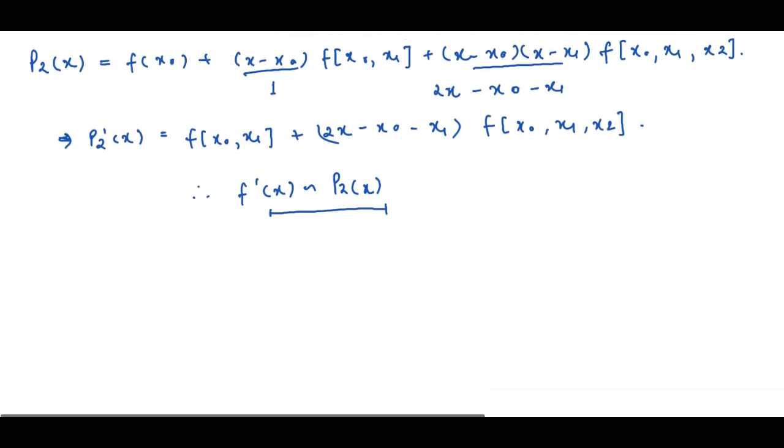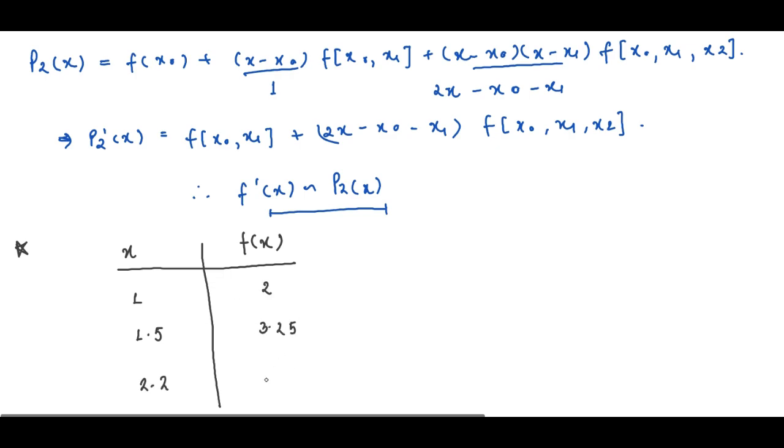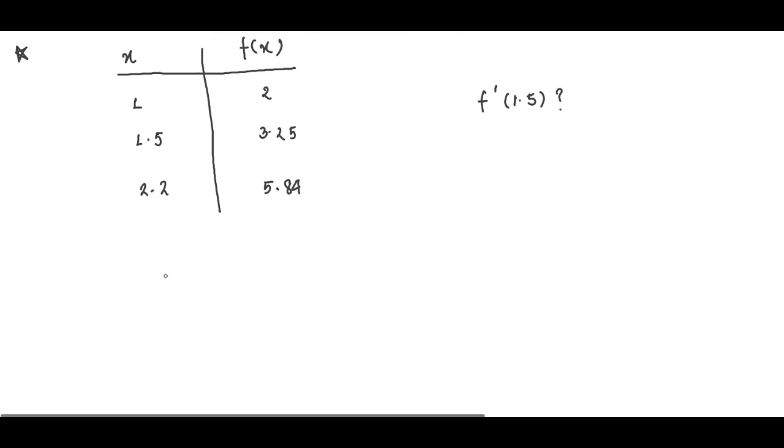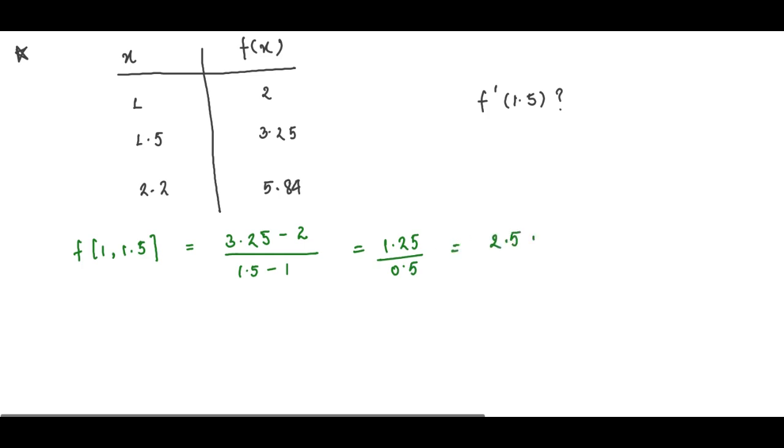So now we have a question where we are given tabulated data with x values 1, 1.5 and 2.2, and f of x as 2, 3.25 and 5.84. And you need to find f dash 1.5 using Newton's divided difference method. Firstly, you need to calculate f of 1 comma 1.5, which is 3.25 minus 2 divided by 1.5 minus 1, which is 1.25 divided by 0.5, giving 2.5.